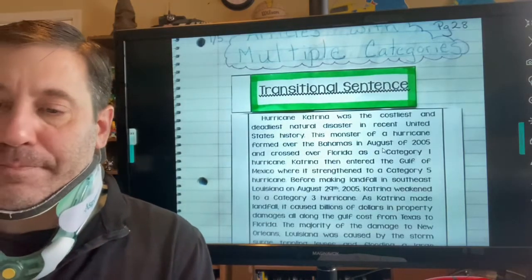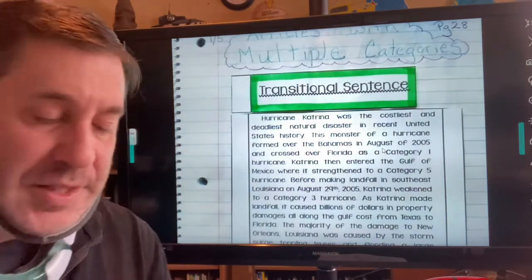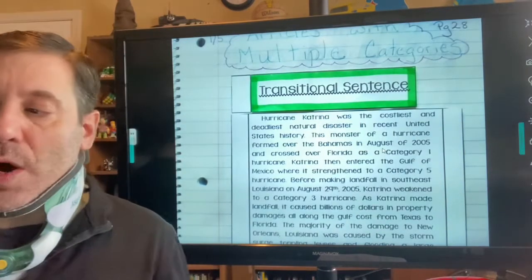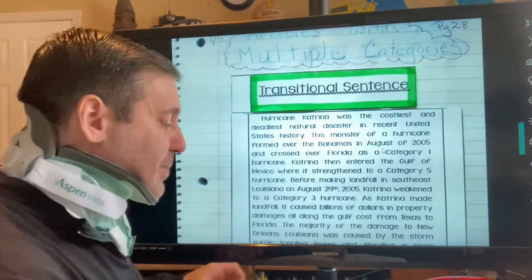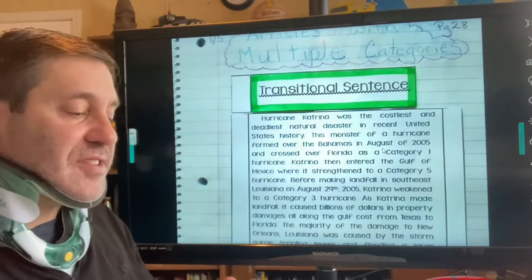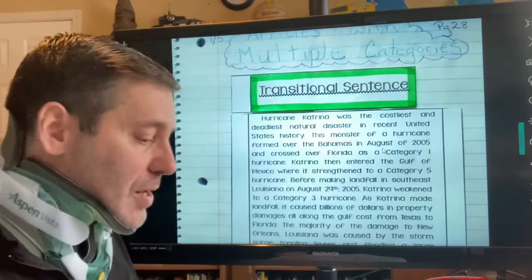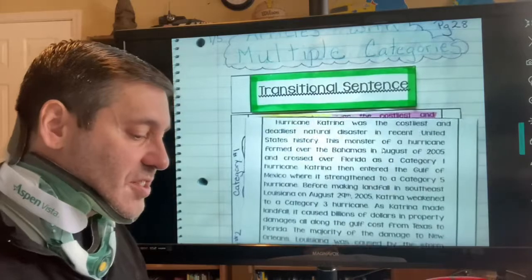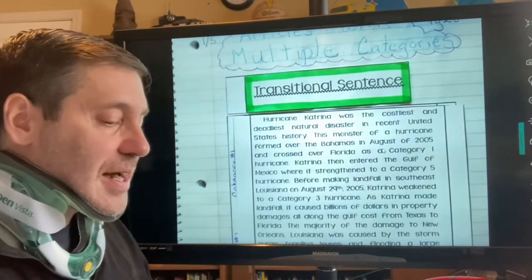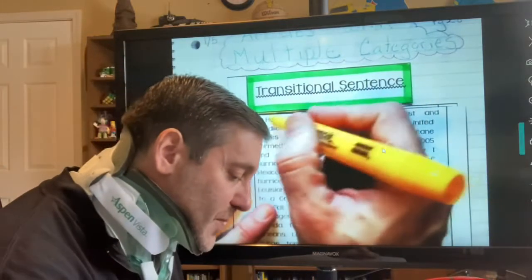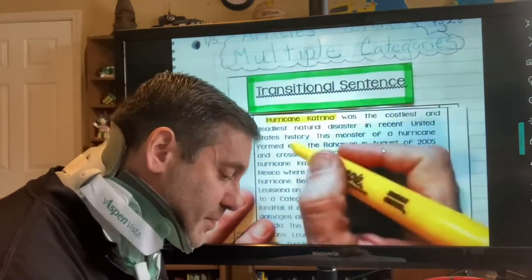Okay, so now that I've read the article, we should ask ourselves, what is the topic? And hopefully you guys picked up the topic is Hurricane Katrina. So what I would want you to do is take out your yellow highlighter, and wherever you see the words Hurricane Katrina or Katrina, I would like you to highlight it yellow. You should find 6 of them.